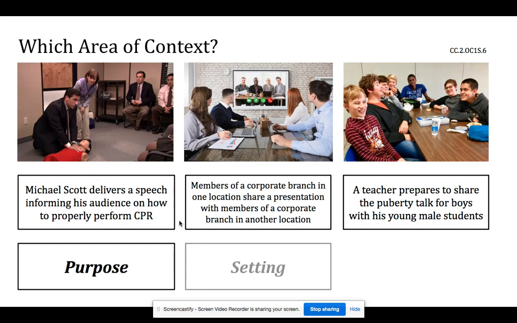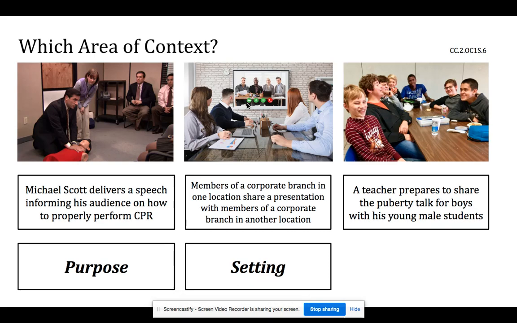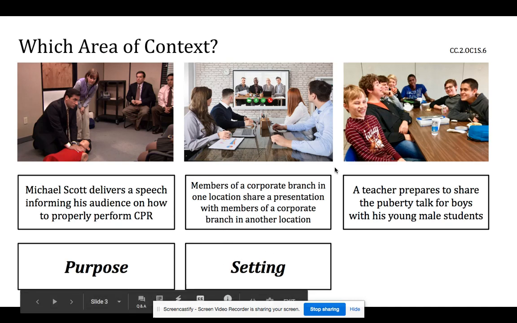In our next picture, the context that needs to be considered is the setting. As they are preparing their meeting and their message, they have to understand and be like, okay, our audience is not physically in the room with us. We have to take into account that we have electronic devices in here to project our message. So I have to take into account the setting of their speech.